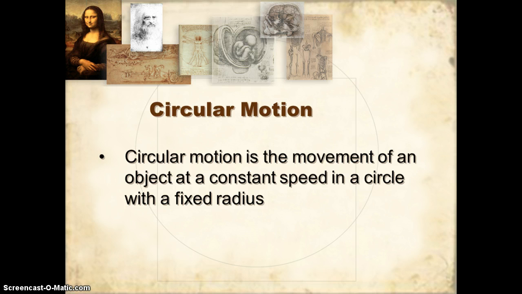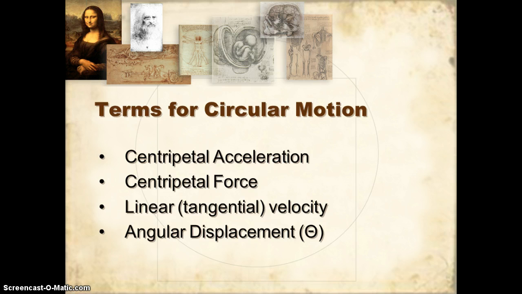First of all, circular motion is the movement of an object at a constant speed in a circle with a fixed radius. Okay? Some terms that you should be familiar with: centripetal acceleration. What is centripetal acceleration? We talked about that in class. Centripetal force, linear or tangential velocity.